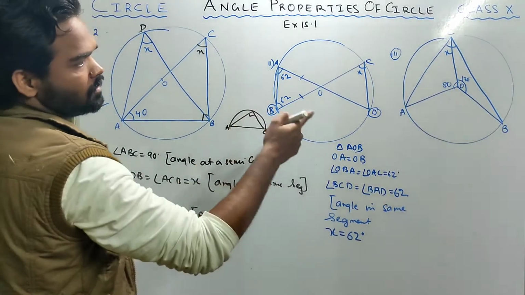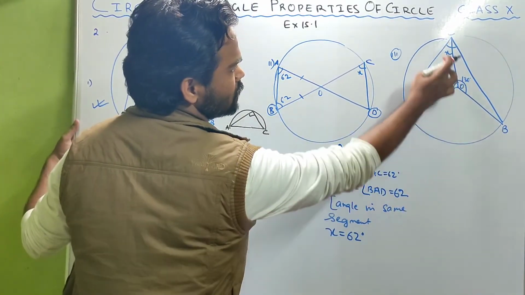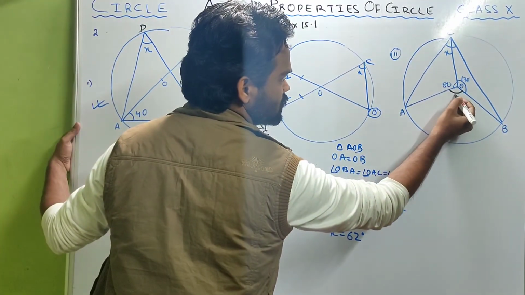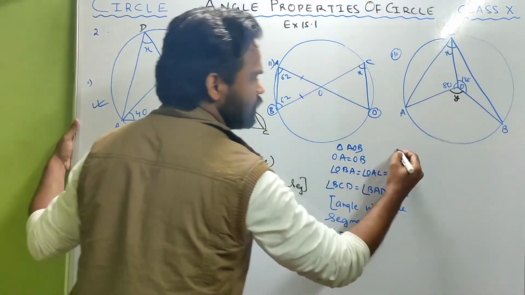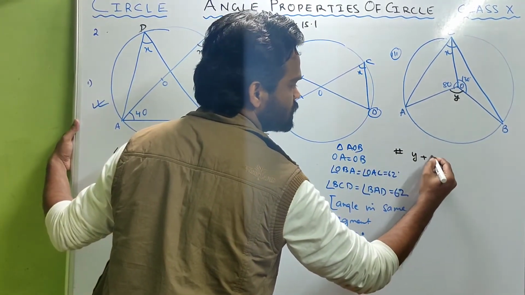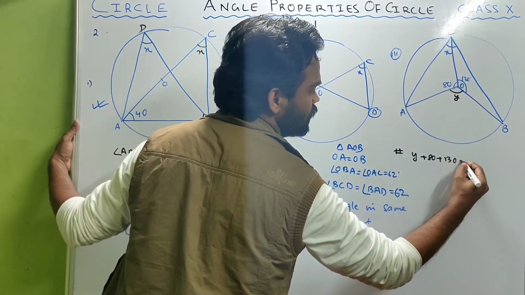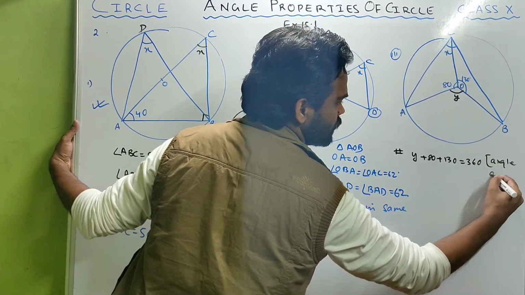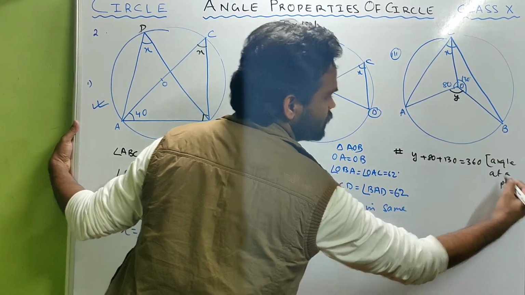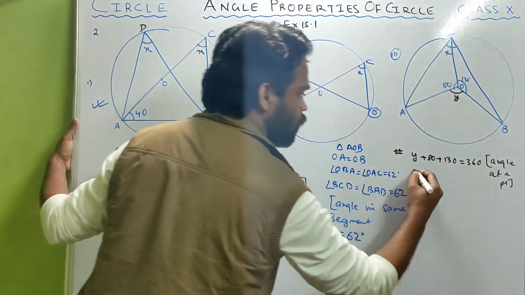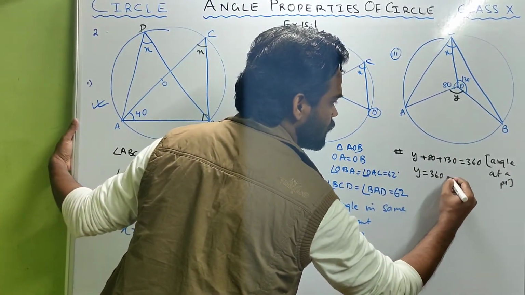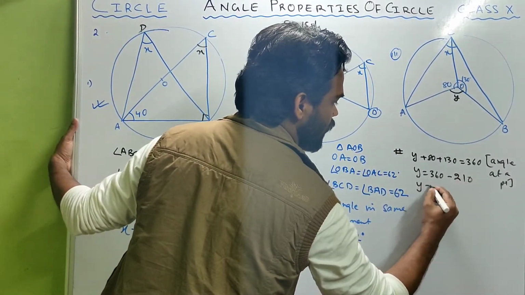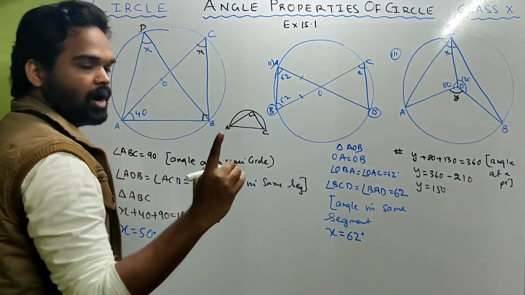Now, they have told us O is the center. They have told us to find the value of X. Look carefully. This angle first. Suppose this is Y. Then Y plus 80 plus 130 will be equal to 360. Angle at a point, isn't it? Which means Y will be 360 minus 210, isn't it? So Y is 150.